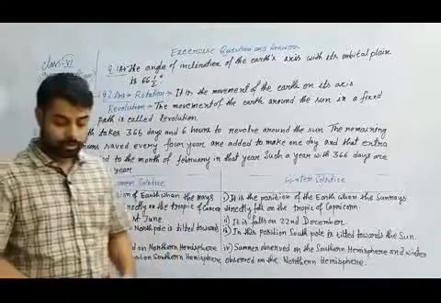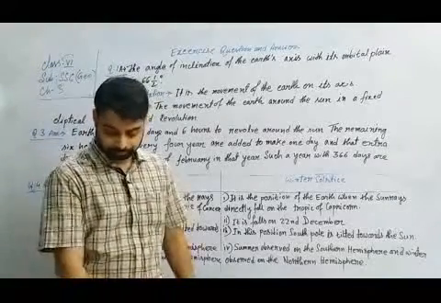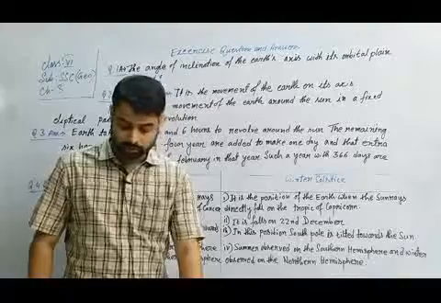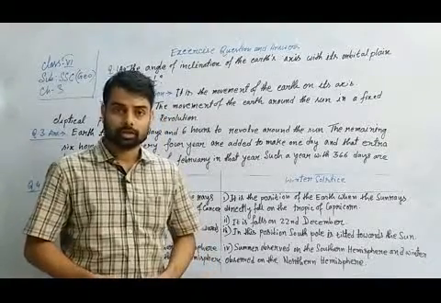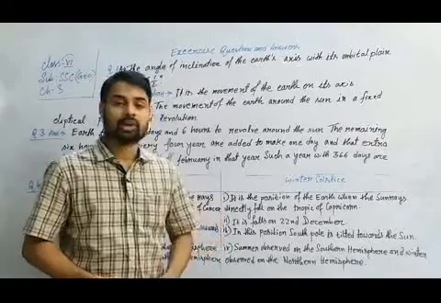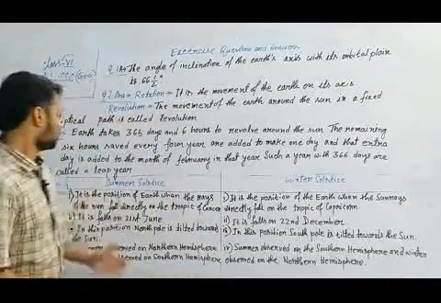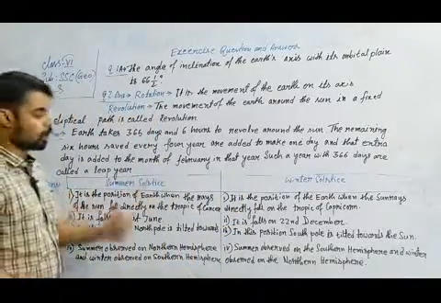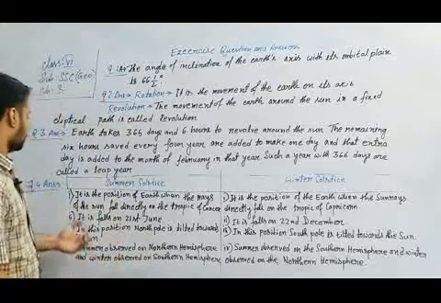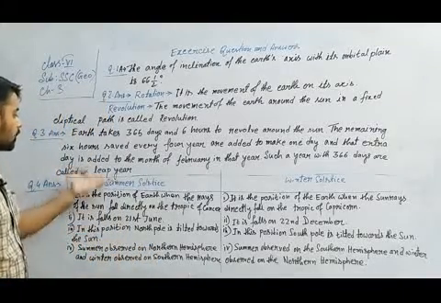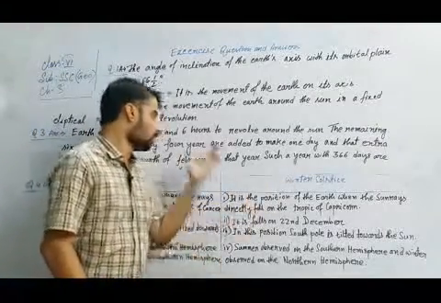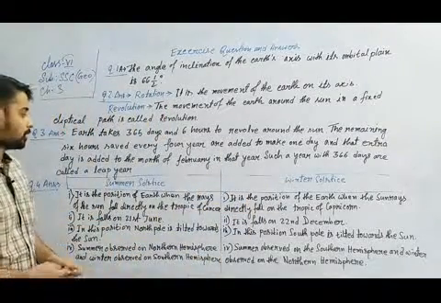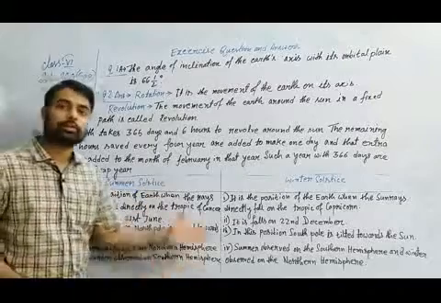Now question number 1D. The question is, differentiate between the summer and winter solstice. So first we have to make 2 columns for this answer. In one column write summer solstice, and in another column winter solstice. Okay, and one by one we will write the points.